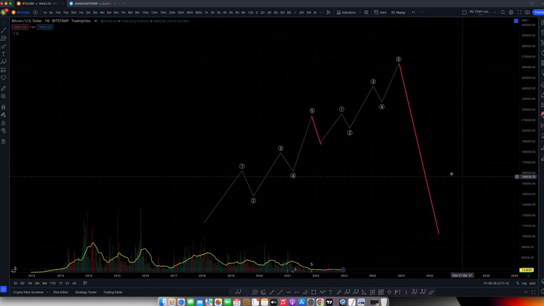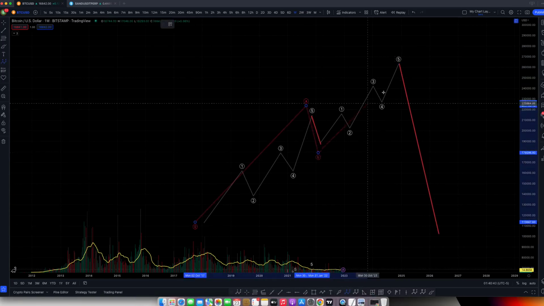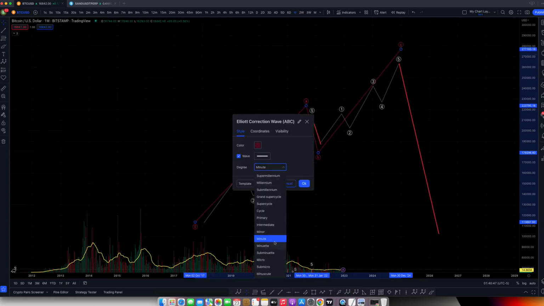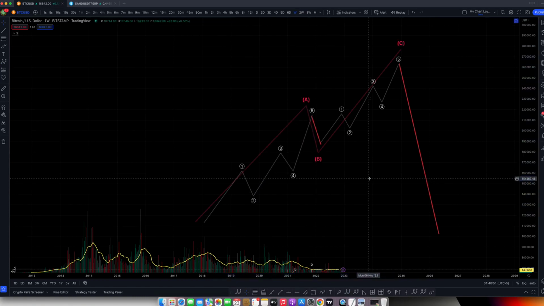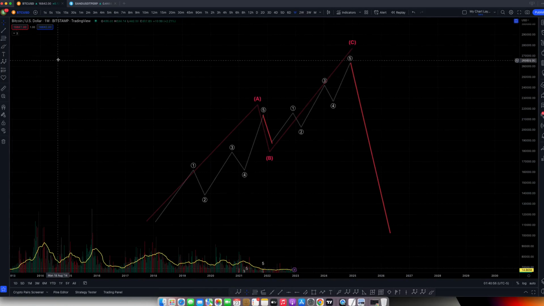And the reason is that it's not an impulse. We are getting 3 wave structures most of the time, right? So we are getting ABC, not 1 2 3 4 5. That's the reason that you are getting these types of 3 wave structures, right? So that is something we need to understand.